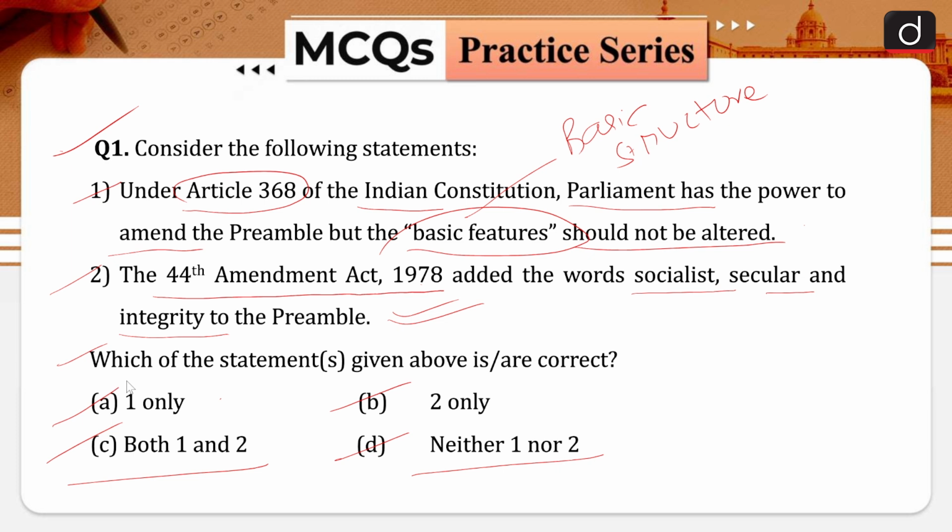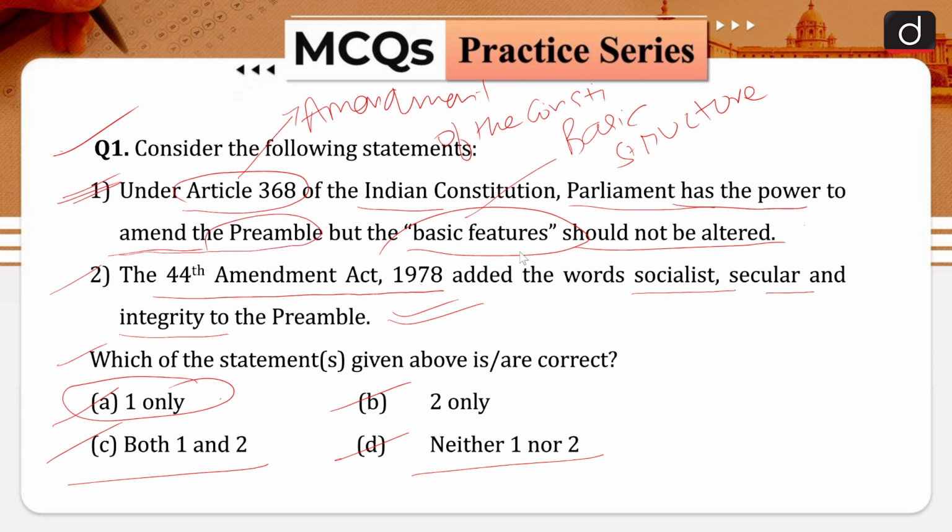The correct answer is going to be option A. Statement 1 only is correct. Under Article 368 of the Indian Constitution, the power related to the amendment of the Constitution is mentioned, under which the Indian Parliament has the power to amend the preamble of the Indian Constitution, but the basic structure should not be altered.